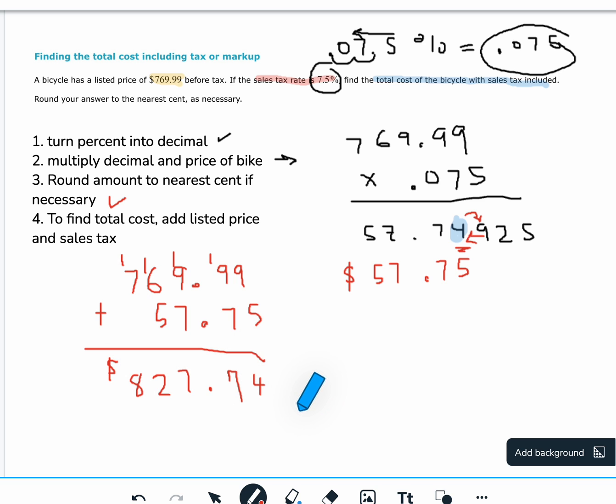Okay. The total cost. Find the total cost means you're going to multiply the tax with the original price of the bike. When you multiply that, you round it to the nearest cent. Then you take whatever you got for the sales tax and you add it back to the original price. And that is how we know how much the bike will cost. When you go to the cash register, you're going to pay this amount. And that's how you do it.